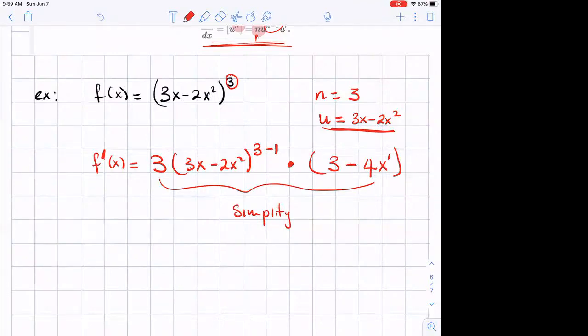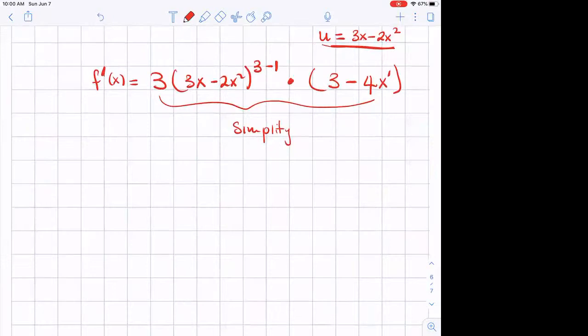F prime is the dirty work. F double prime, so you've done the dirty work, then you have to get to the next level. F double prime means take the derivative, and once you get the derivative, take the derivative of that derivative. It's like taking two derivatives. Okay? And I'll show you an example of what I mean. So just hold that thought for a minute.